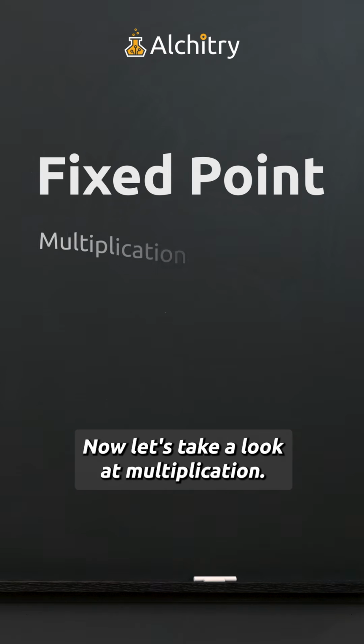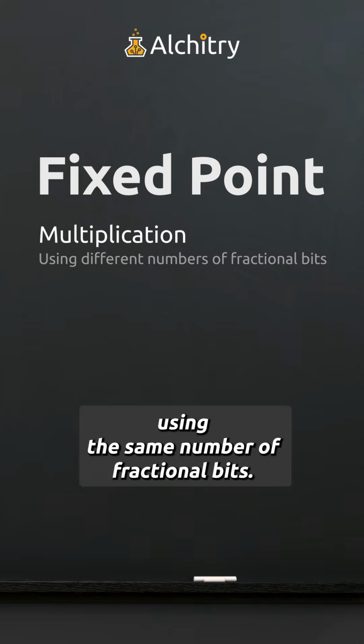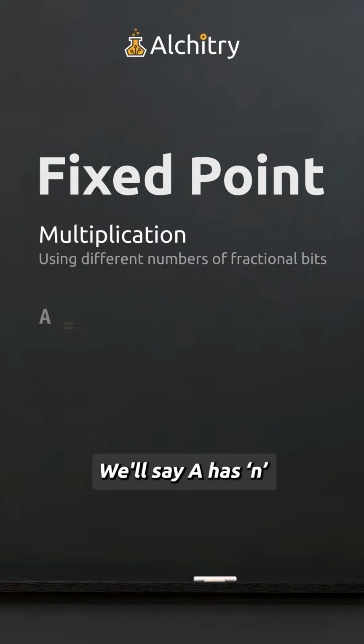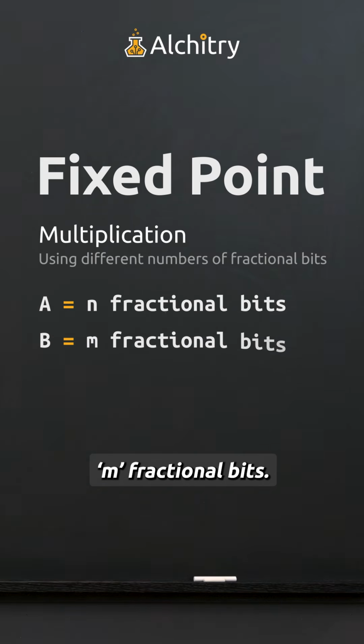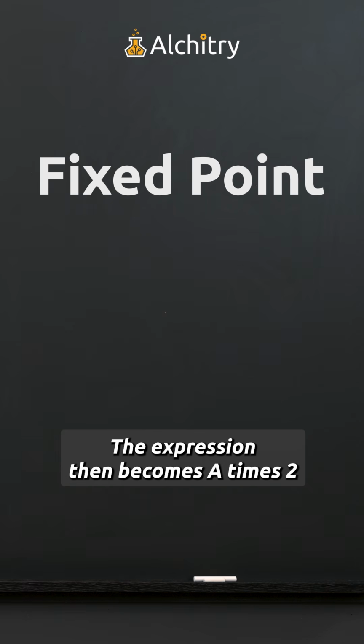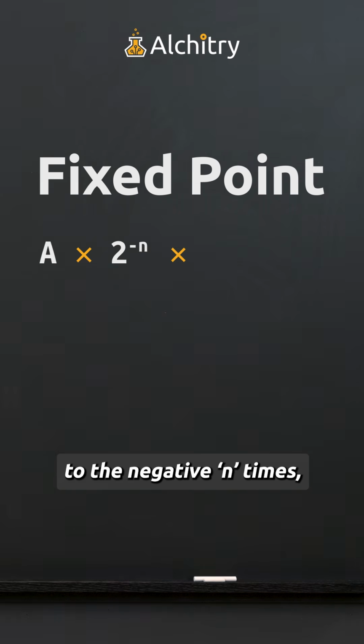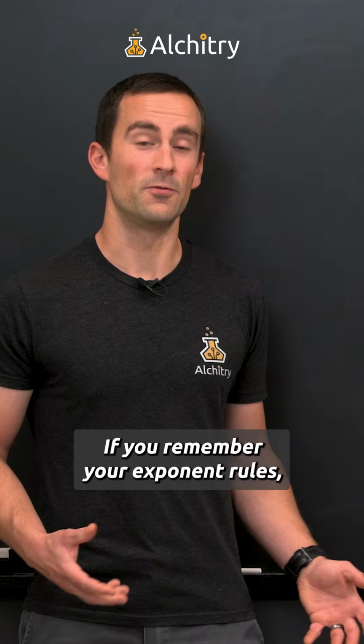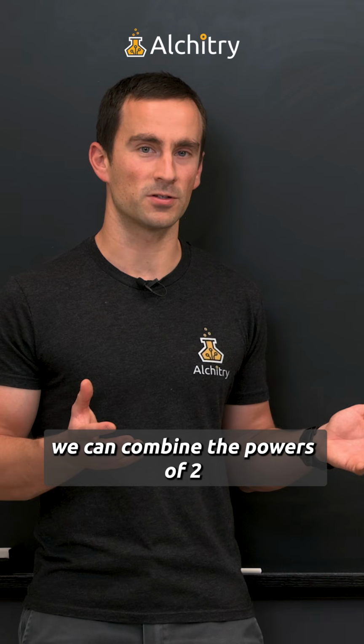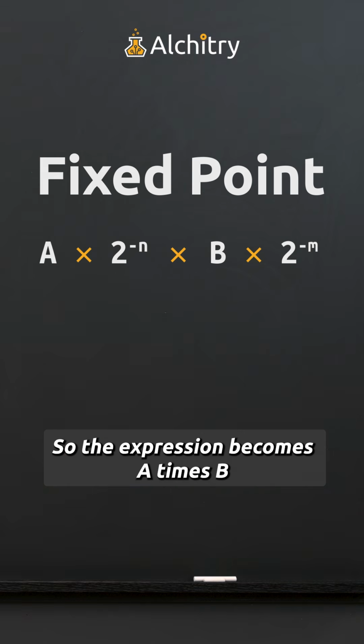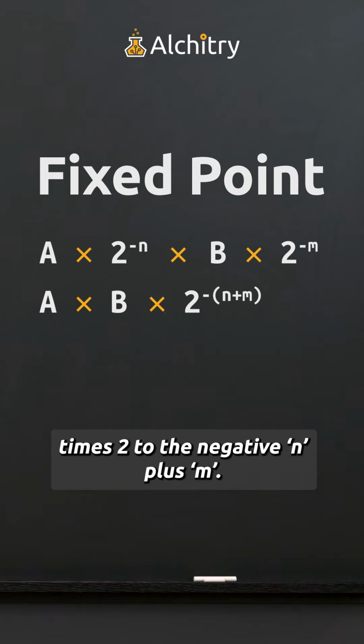Now let's take a look at multiplication, but in this case we won't assume that they're using the same number of fractional bits. We'll say a has n fractional bits and b has m fractional bits. The expression then becomes a times 2 to the negative n times b times 2 to the negative m. If you remember your exponent rules, we can combine the powers of 2 by adding their exponents together, so the expression becomes a times b times 2 to the negative n plus m.